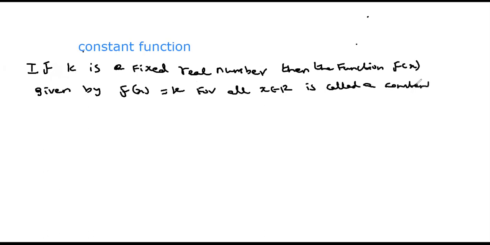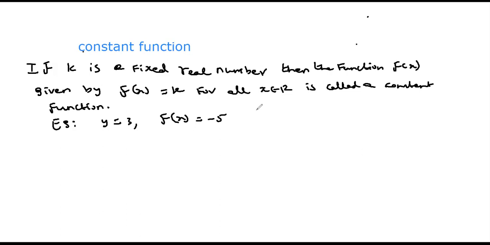Okay, understood? Constant function means f of x: whatever value you put for x, the answer will always be only k. Okay? This is the definition of constant function. Example: y is equal to 3, f of x is equal to -5. These are all constant functions.